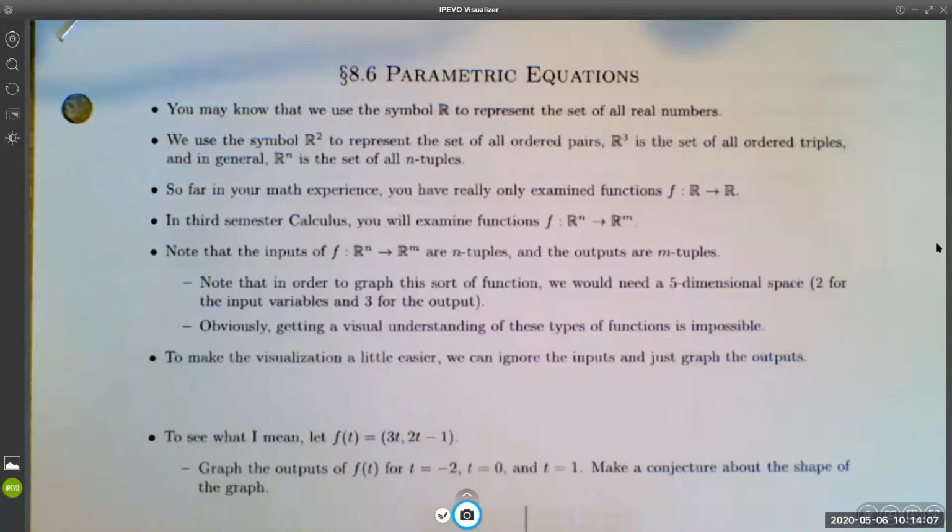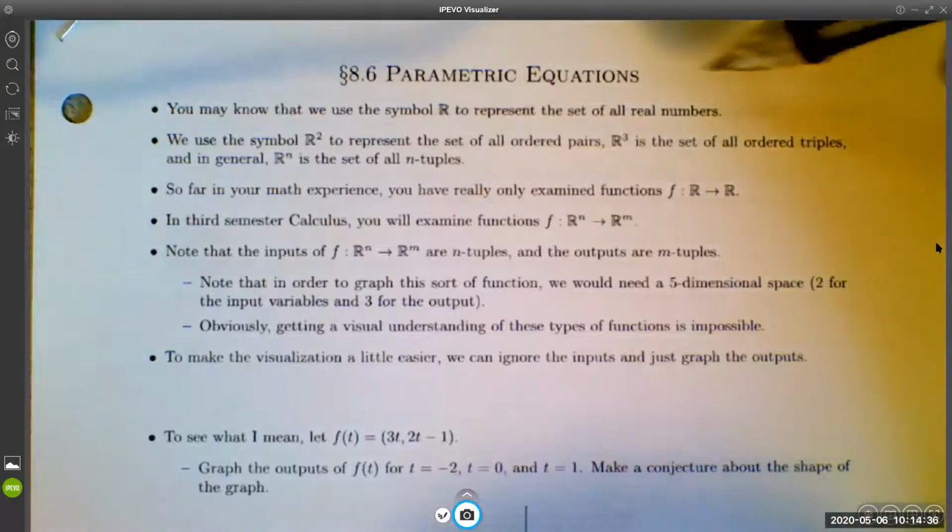In fact, it's a topic that I wish the book spent a little more time on, and I wish we had more time in the course to really talk about parametric equations. But I'm just going to give you sort of the basics that you'll need for calculus. And specifically, to tell you the truth, you won't really see this again until third semester calculus. So let's get into it.